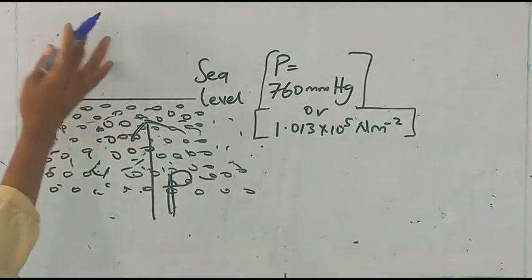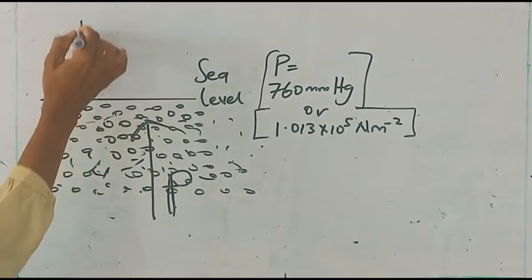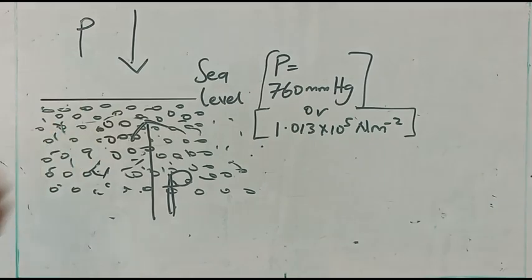Above the sea level, that is the atmosphere, pressure decreases. It is very important you note this. As we go higher and higher through the atmosphere, pressure decreases, while below the sea level, pressure increases. We are going to apply this understanding of atmospheric pressure in solving calculations.